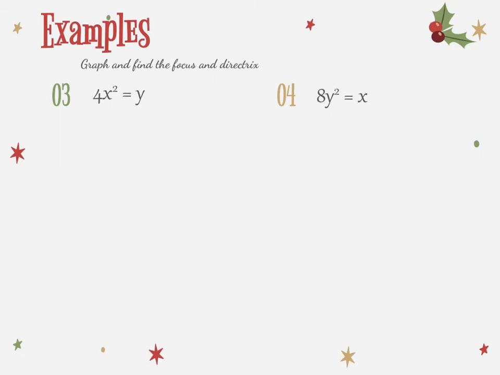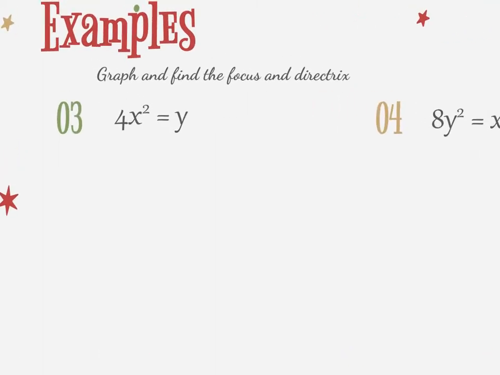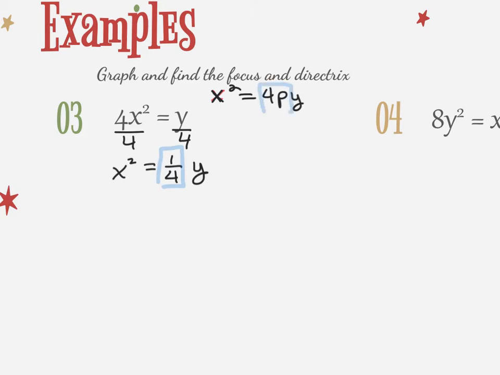So example 3, remember we want to get it in this form. We want the variable that's squared to be all by itself and then equal to 4py. So I need to get rid of that 4. So I'm going to divide both sides by 4 to isolate the x squared. X squared, and I'm not going to leave it as y over 4. I'm going to actually make it 1/4. Because remember, we need to find p. And remember, to find p, we're setting whatever number is in front of the non-squared variable equal to 4p. So 4p equals 1/4.